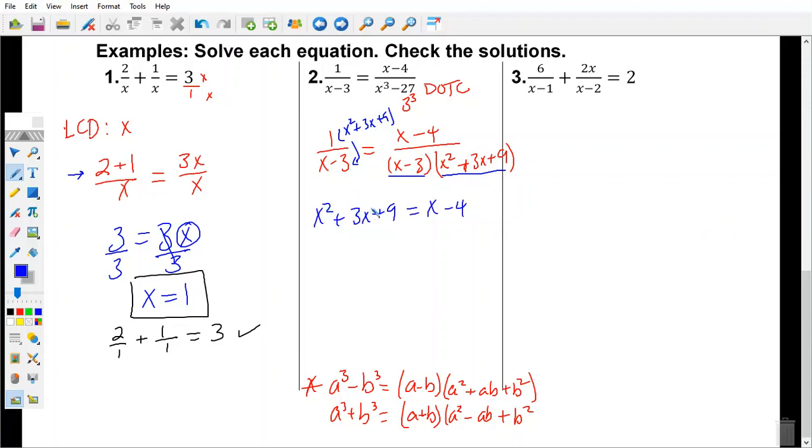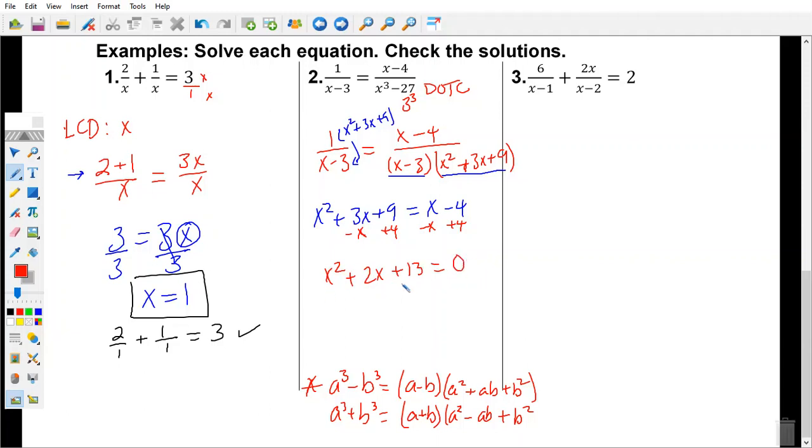Okay, after this, we want to get one side equal to 0. So I'm going to subtract x and add 4. Subtracting x and adding 4. Okay, that's going to give me x squared plus 2x plus 13 equals 0.